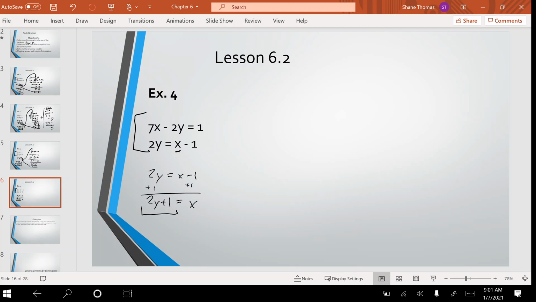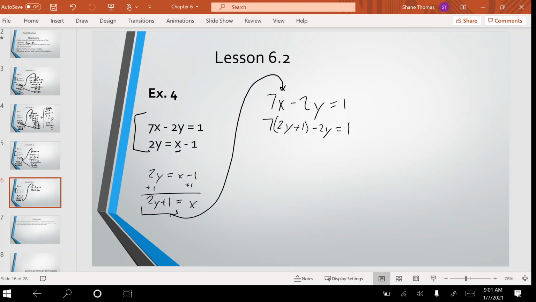Now I'm going to use the equation I didn't touch yet, which was 7x plus 2y equals 1. Now, I have x by itself, so I need to put it in for x. Okay? So I have 7, and then in parentheses is going to be, how about 2y plus 1? 2y plus 1 minus 2y is equal to 1. Distribute. So 7 and 2 is 14. 7 times 1 is 7. Minus 2y equal to 1.